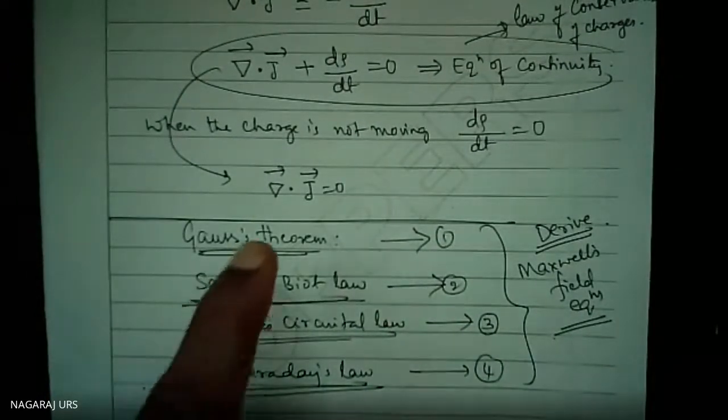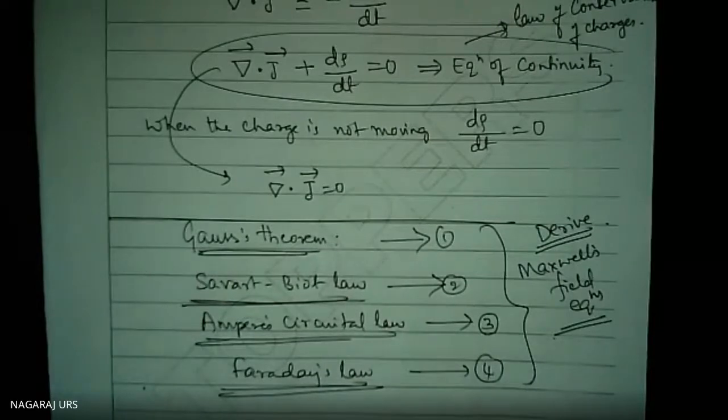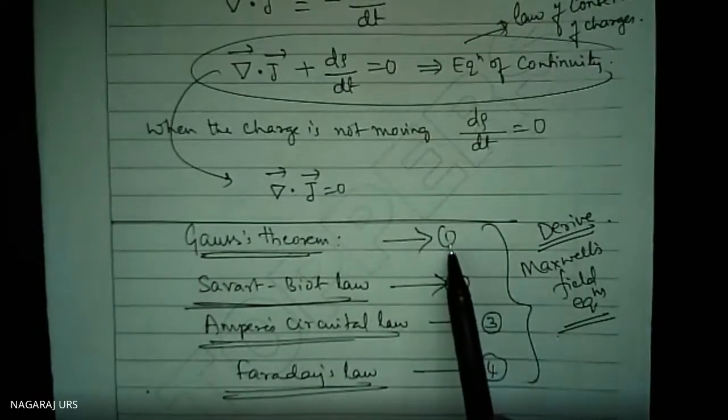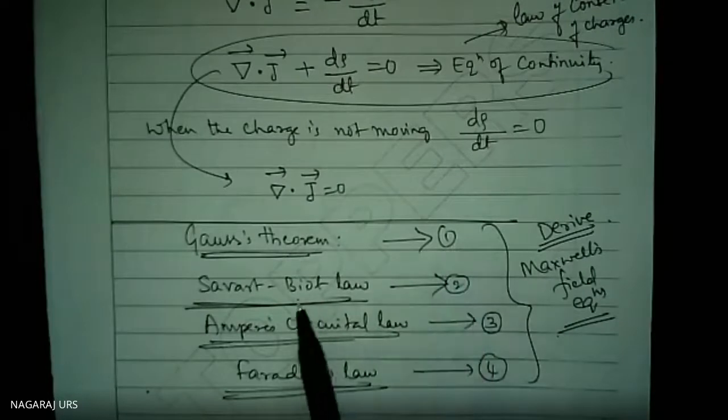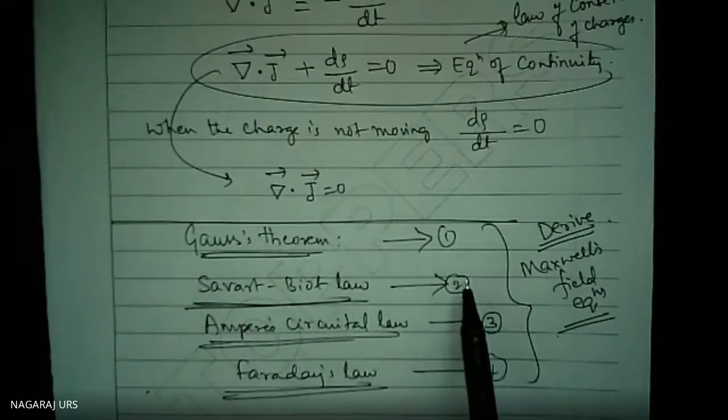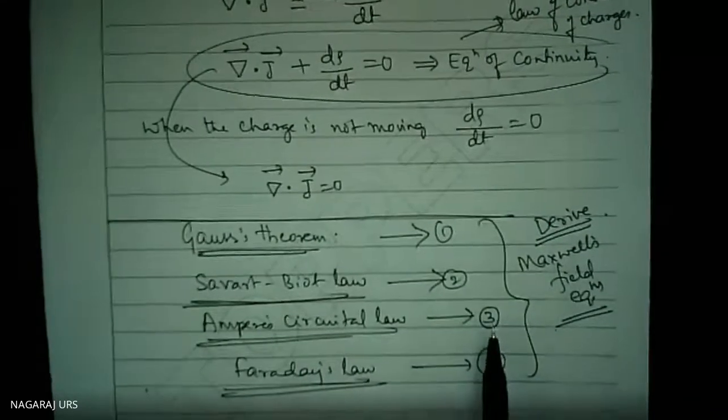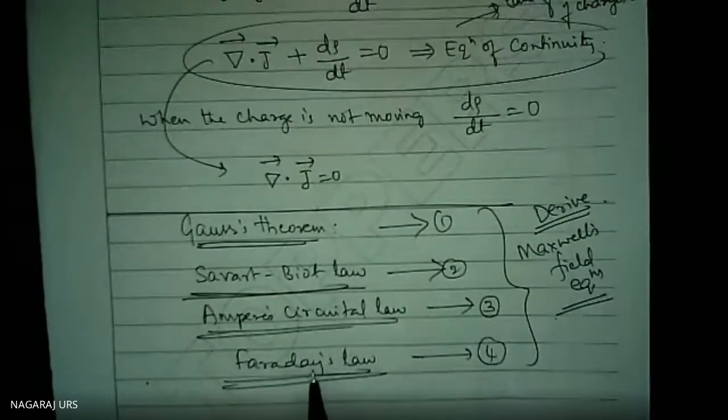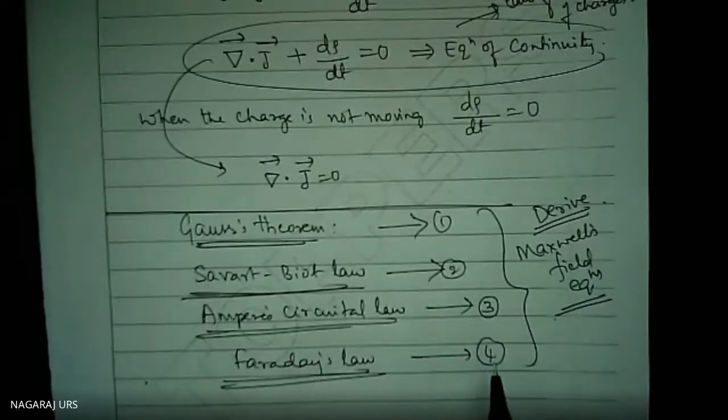Using the Gauss theorem, we get the first Maxwell's field equation. Using the Biot-Savart law, we get the second Maxwell's field equation. Using the Ampere circuit law, we get the third Maxwell's field equation. Using Faraday's laws of electromagnetic induction, we get the fourth equation of Maxwell's field equations. All are very, very important concepts.